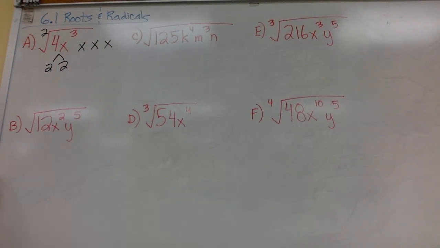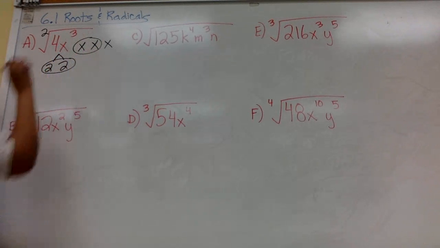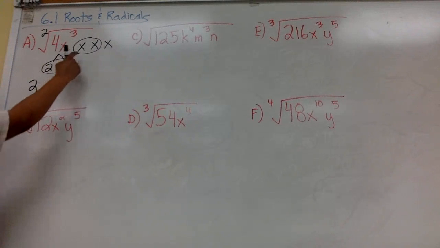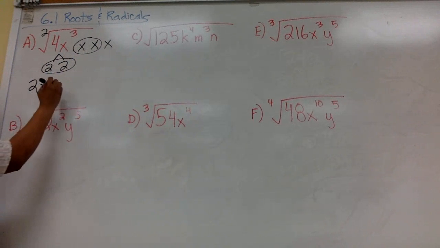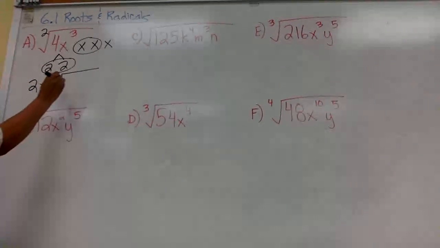I'm looking for pairs because my index is 2. I'm looking for pairs, so groups of 2. So I have a pair here, and I got a pair here. Complete groups of your index go on the outside of your square root. I got a complete group here. I got a complete group here. Everything else goes on the inside. I don't have any leftover prime numbers, so there's no number left over, but I do have a leftover x.